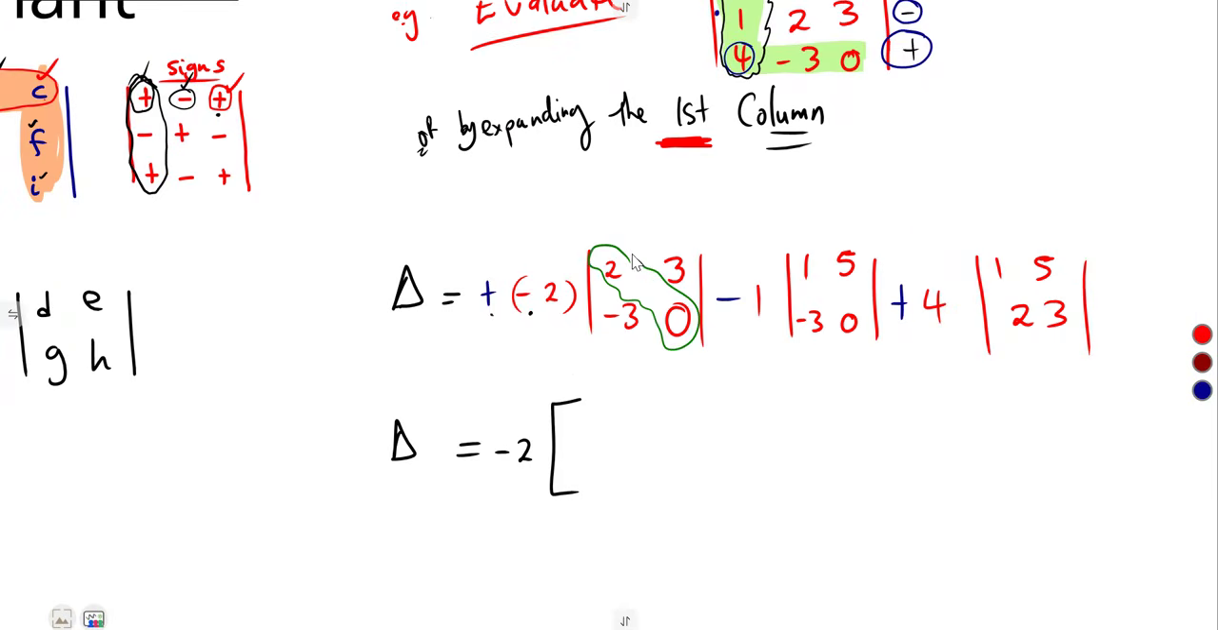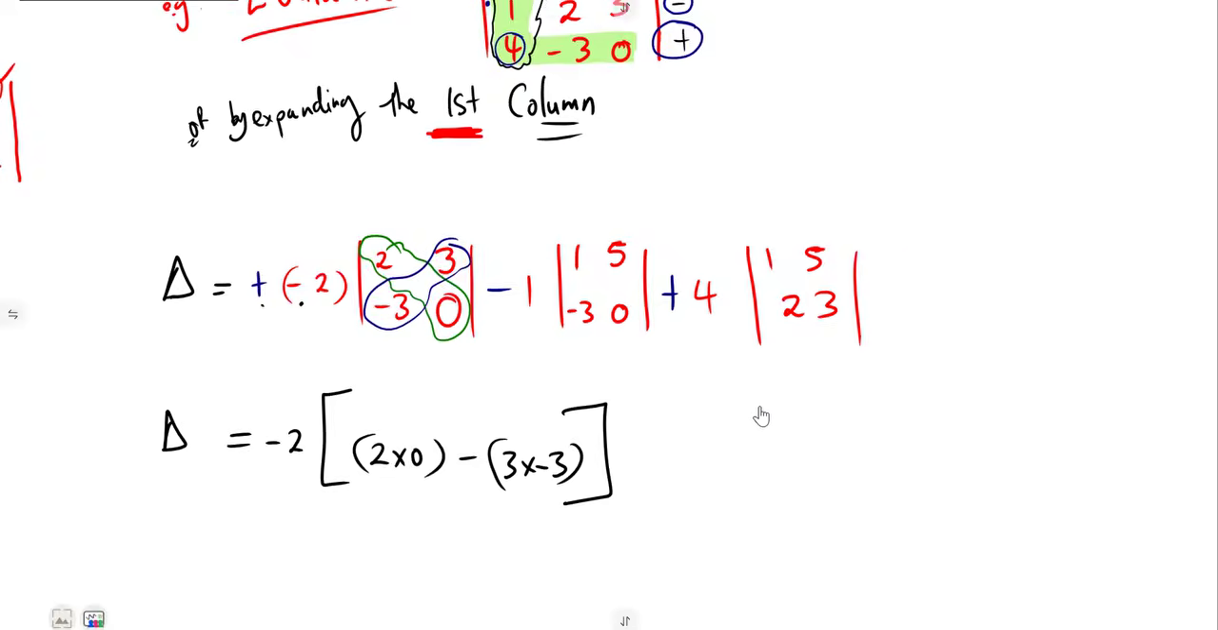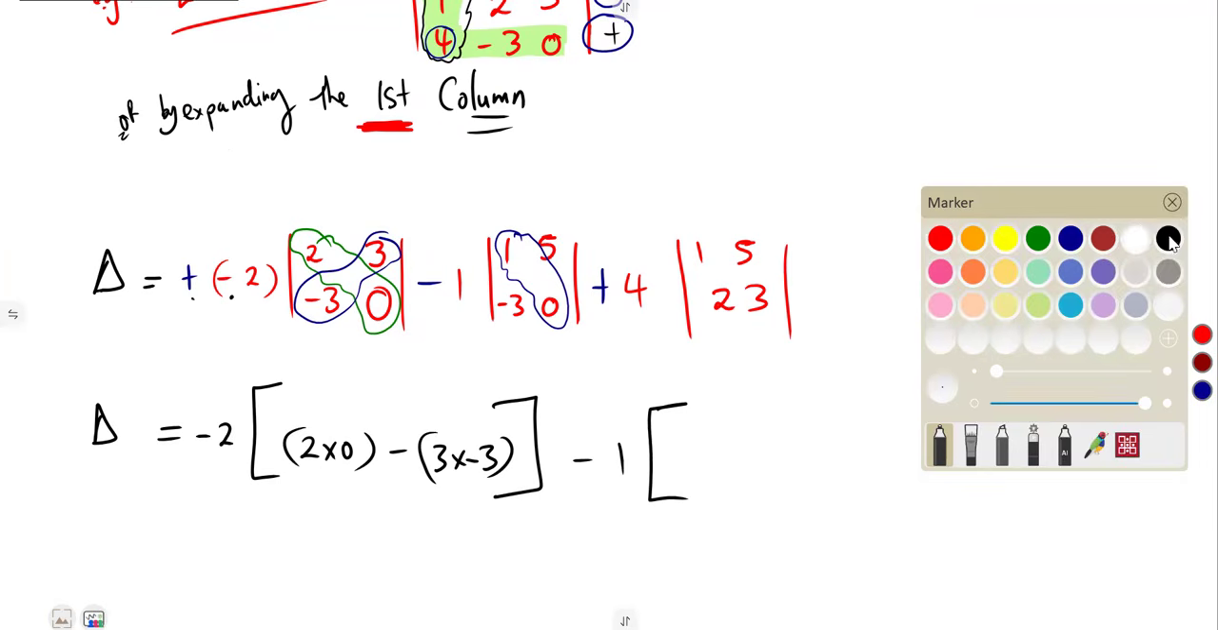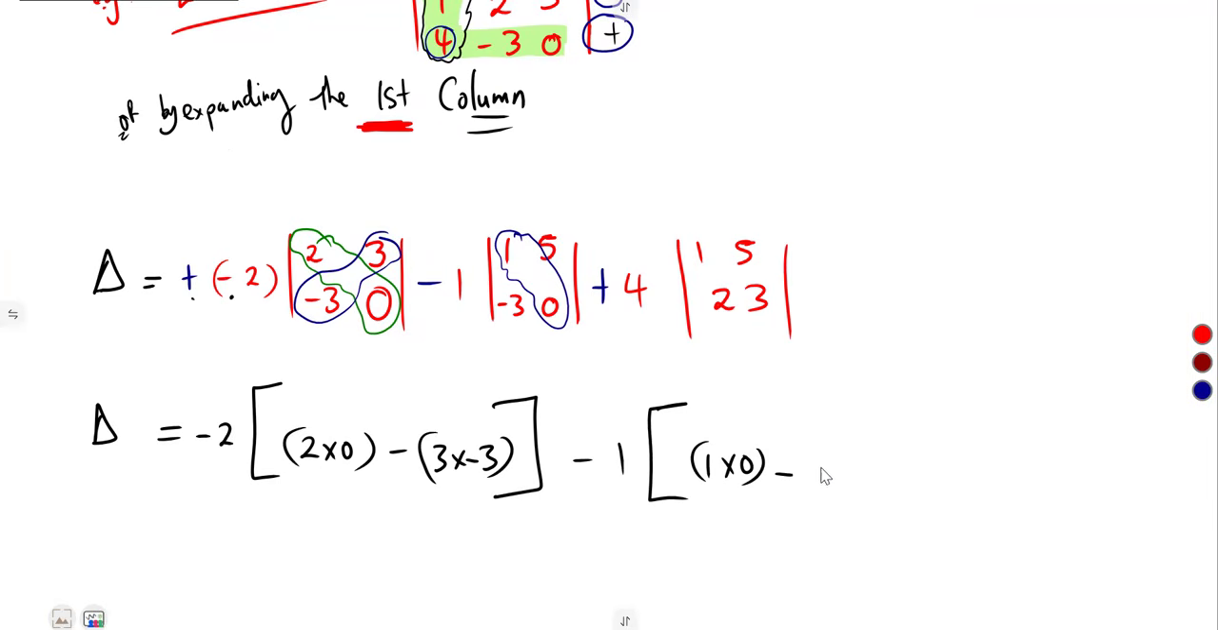Major diagonal, 2 times 0, minus the minor diagonal 3 and negative 3. Just like that. So this is it. We move on to the next element, negative 1. Determine the determinant of what we are seeing there. 1 times 0, our major diagonal, 1 and 0. Minus the minor diagonal, which is 5 and negative 3. So that's it.